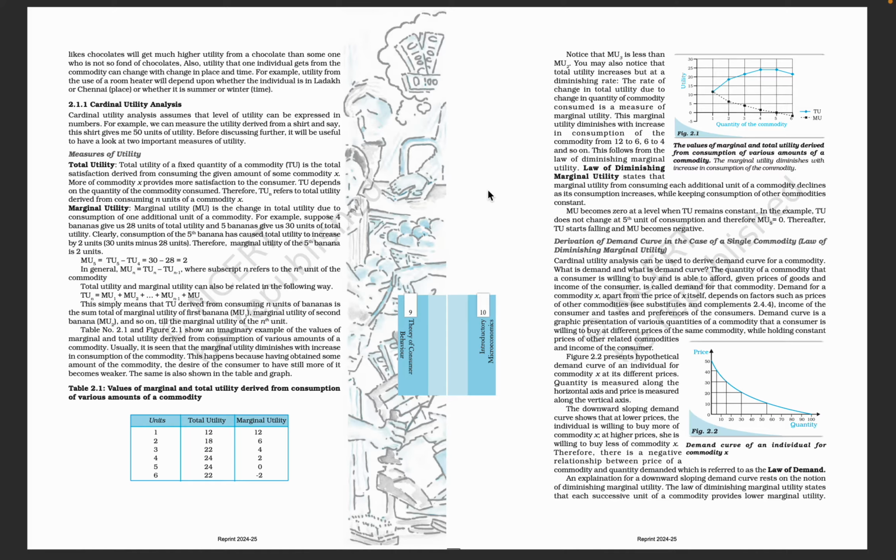Table 2.1 and figure 2.1 show an imaginary example of the values of marginal and total utility derived from consumption of various amounts of a commodity. Usually it is seen that the marginal utility diminishes with increase in consumption of the commodity. This happens because having obtained some amount of the commodity, the desire of the consumer to have still more of it becomes weaker. The same is also shown in the table and graph.